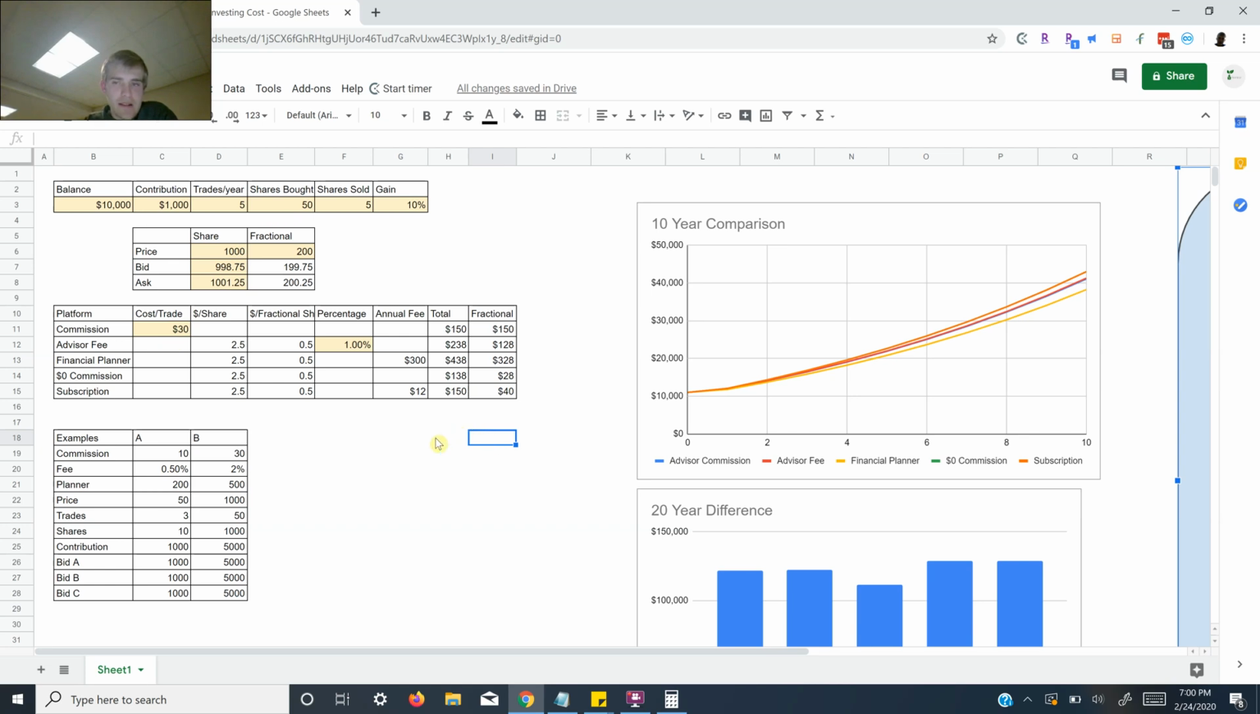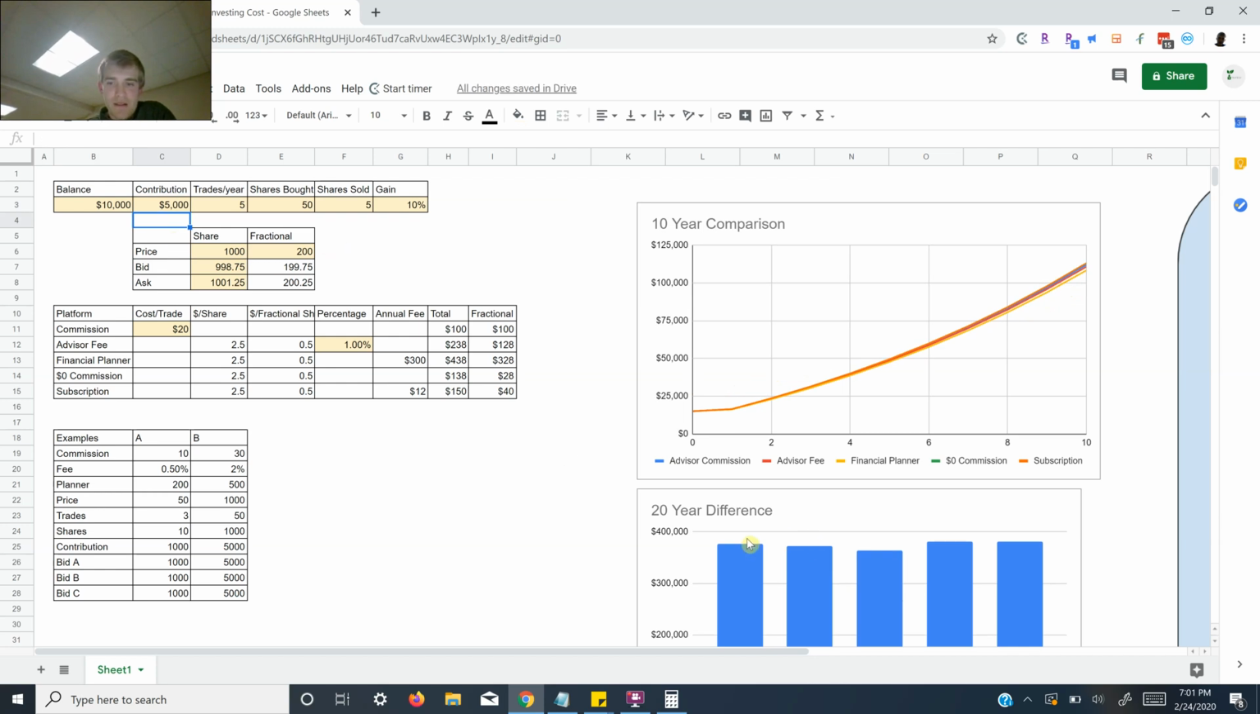I could play around with the different things again. You could really have fun with this. Say we put this back down to $20. It looks like the advisor commission one got a leg up on the other two by a small fraction on this graph. And let's say I did a $5,000 contribution a year. The more contribution you do a year, the less effect the financial planner fee has on you. So you see the financial planner shoot up, but it's still losing to the other ones.